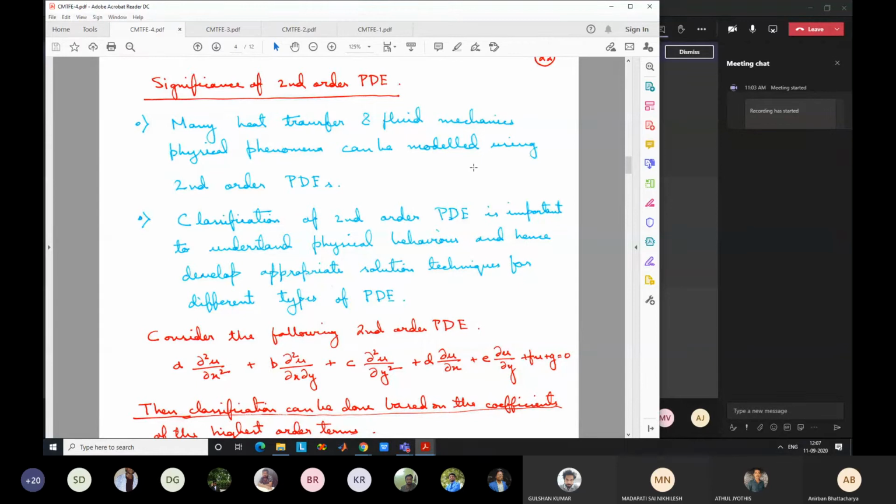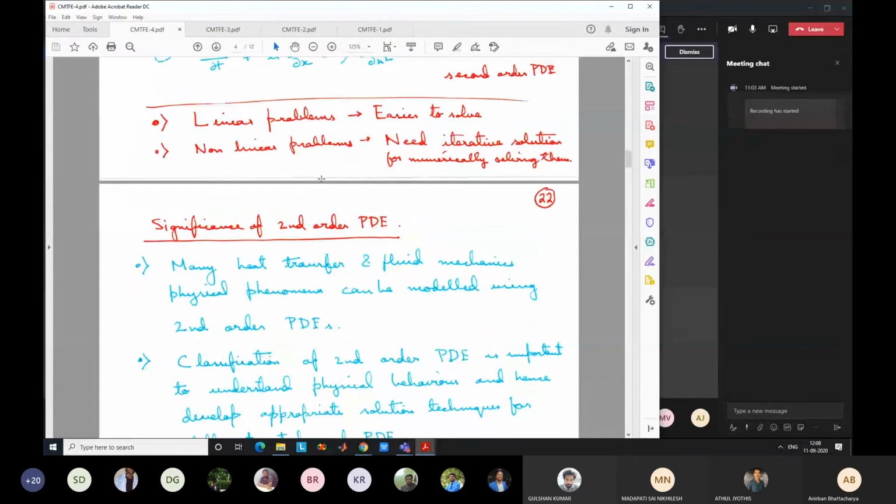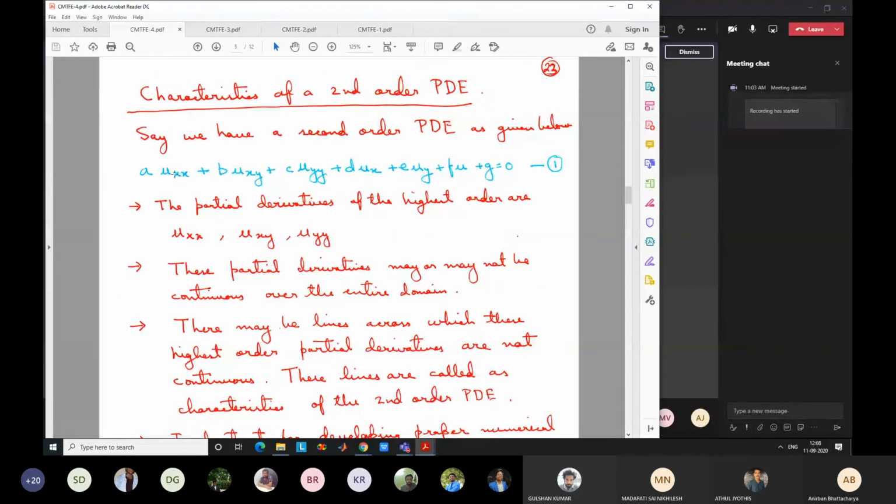So anyway, let us come back to our discussion here. The significance of this classification, the characteristic of second order PDEs.